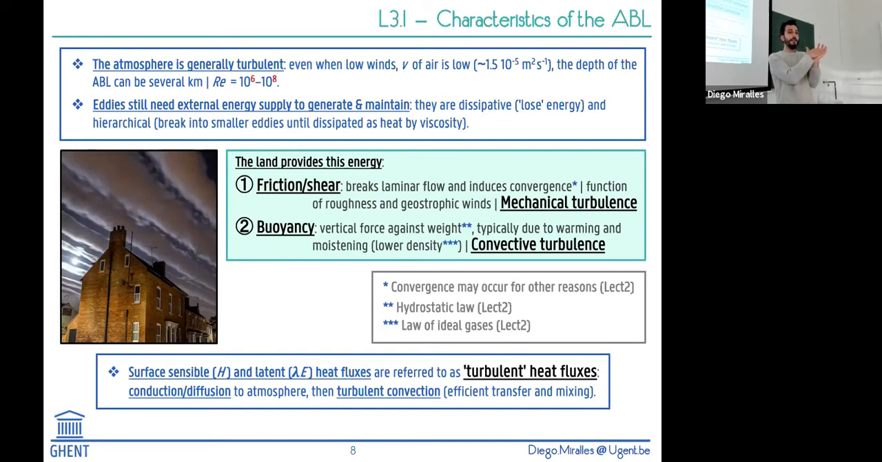The same for the latent heat. You have first diffusion of moisture, and then you have convection, also turbulent. And that's why we call them the turbulent heat fluxes. So the latent heat flux and the sensible heat flux, we usually call them turbulent heat fluxes, right? As opposed to, for instance, and you have already seen the energy balance, so you will see it later in the course, the ground heat flux, which is when you warm the surface and then there is heat going down. That is just conduction and it's not turbulent, because only convection can be turbulent, all right?